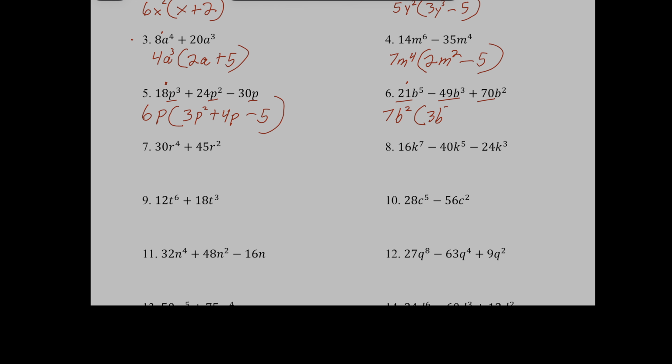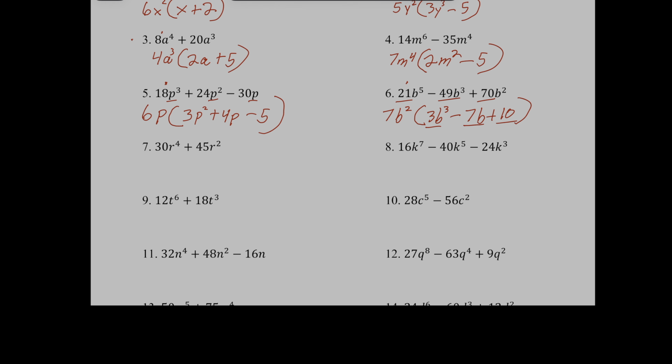3b, 5 minus 2 is 3, okay? Minus 49 divided by 7 is 7. I had 3 b's, I pulled out 2 b's, I'm left with 1 b. Plus sign, 70 divided by 7 is 10. I had 2 b's, I pulled out 2 b's, I'm done. Now look back in here, 3, 7, 10. Is anything common? No, then I'm done.